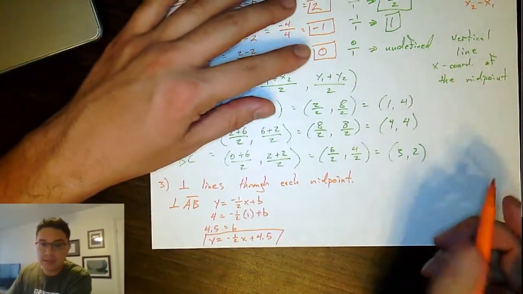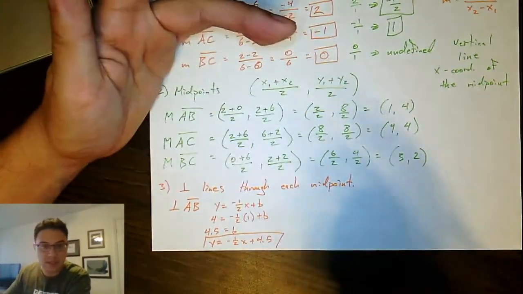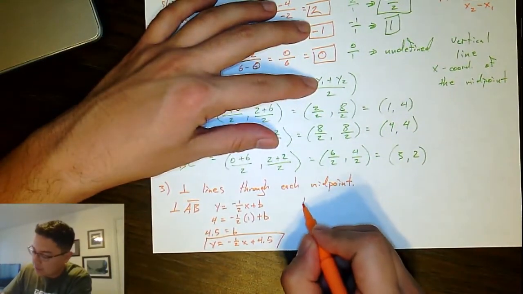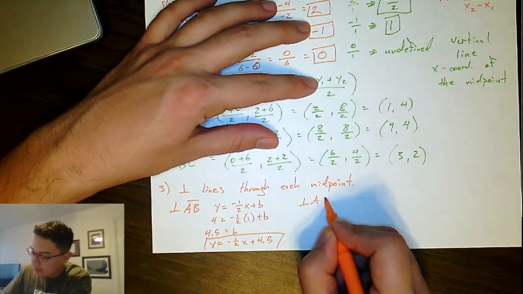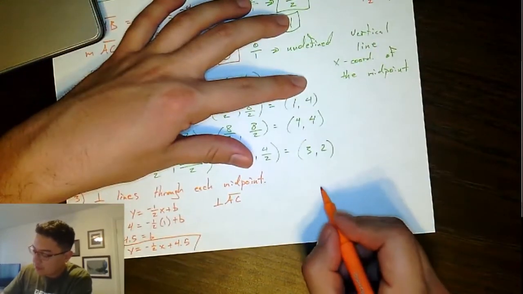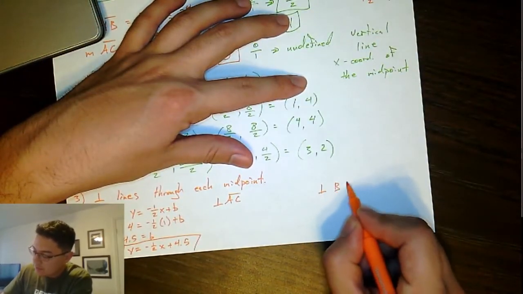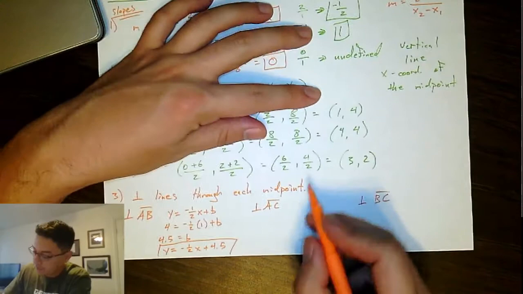Go ahead and do it for the next two. Again, the video is going to speed up. We're going to do it for the perpendicular for AC, and we will do it for the perpendicular for BC. Okay, go ahead and find those two.